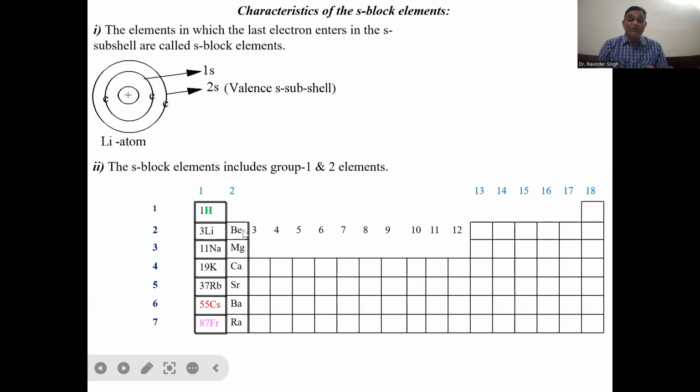In group number 2, how can we learn the names of these elements? We can learn them this way: BE से beta, MG मांगे, CA car, SR scooter, BA बाप, RA रोए. Means beta मांगे car scooter बाप रोए. You can try other such magic things to learn about these elements. You can learn in any way. I learned these elements in a direct way without that magic, but that is only for you students.